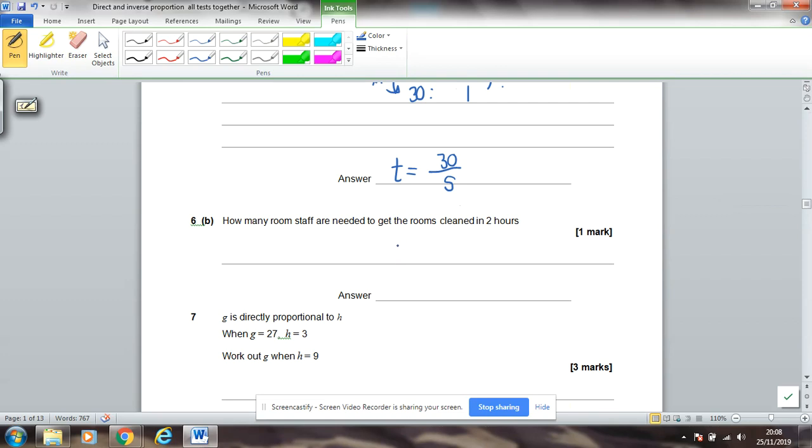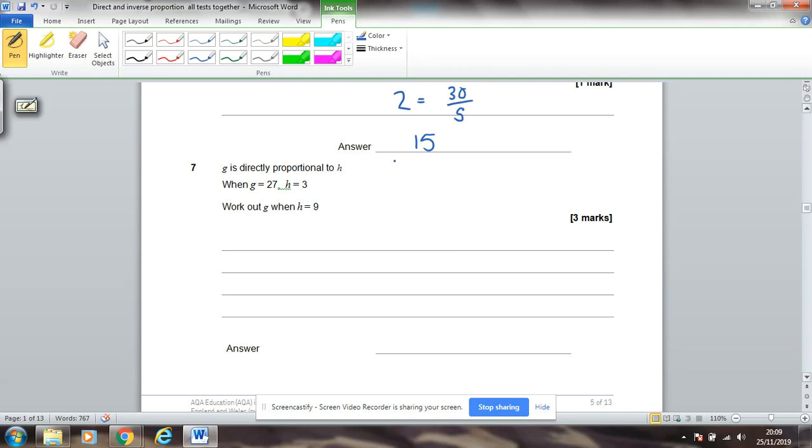So in this bit, we're wanting 2 to equal 30 over S, that's an S, not a 5. So I'm going to switch them around. We end up with 30 over 2, which means that we need 15 people, because 30 divided by 15 is 2... so we need 15 people.